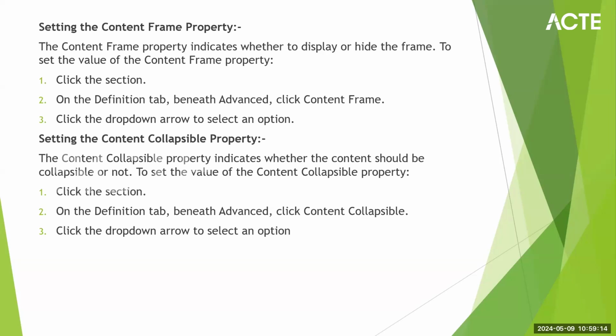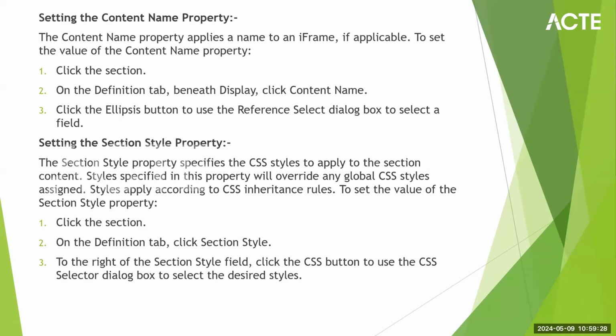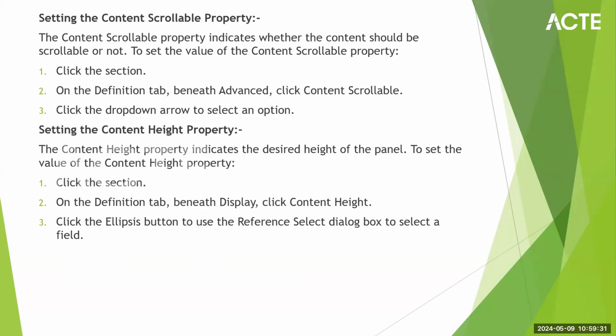Click on the section on the definition tab, beneath advanced, click content collapsible, click on the down arrow, select an option. Like on click of that button, if you wanted to display any content rather than fields, you can give this. Content scrollable property.